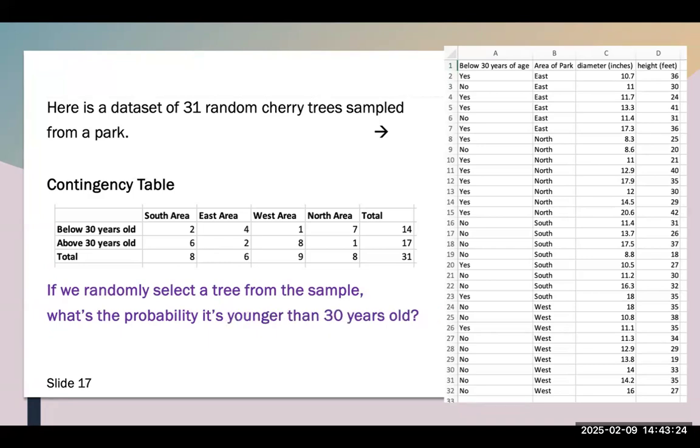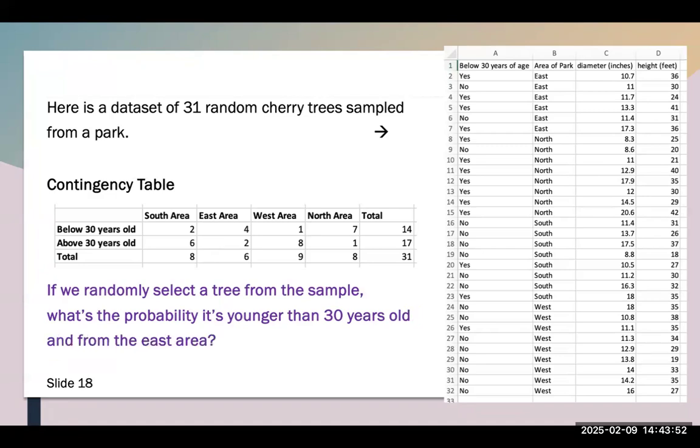If we randomly select a tree, what's the probability it's younger than 30 years old? Pause the video and see if you can come up with that probability. Okay, so there are 14 trees that are below 30 years old. So the probability is 14 out of 31, which as a decimal is 0.45.